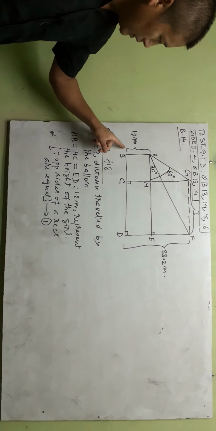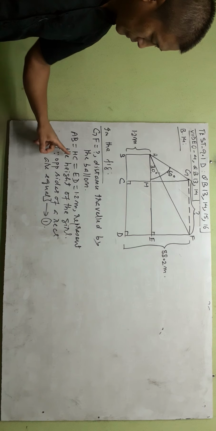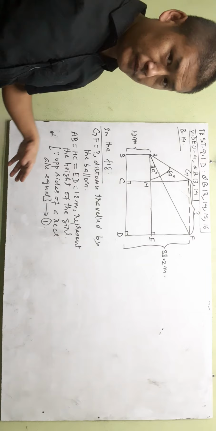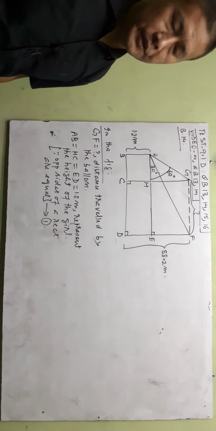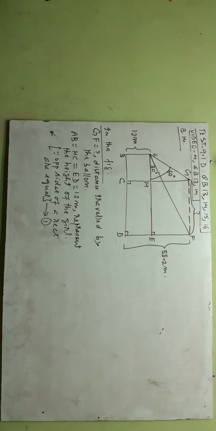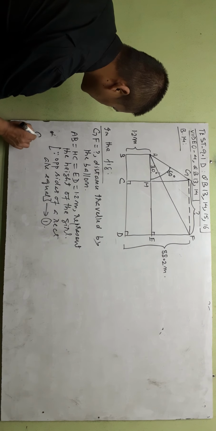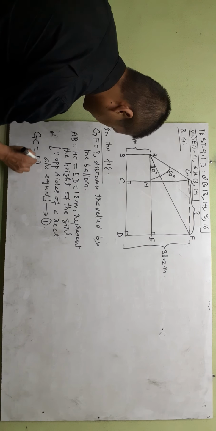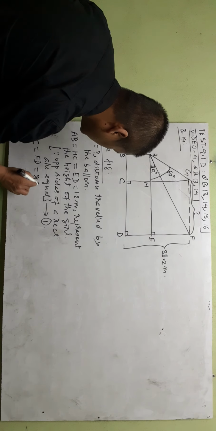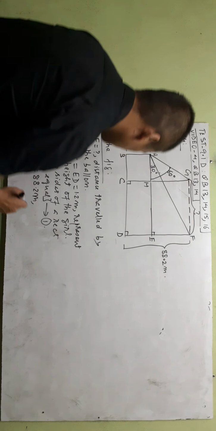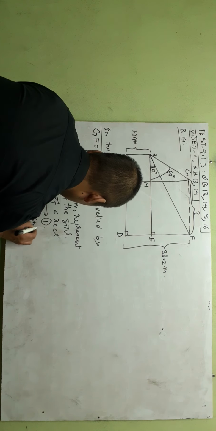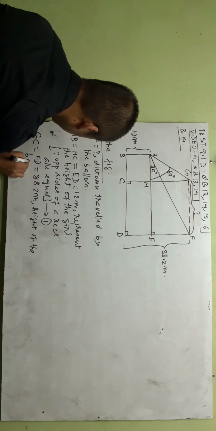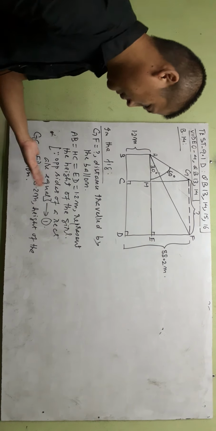So since AB is already found out to be 1.2, the three values therefore will be 1.2 meter, because we know opposite sides of a rectangle are equal. From there we understand that these three values will be equal. Okay. Now one more thing here, I'll write here GC will be equal to, again, FD equal to 88.2 meter. This is the height of the balloon above the ground, if you want to put.